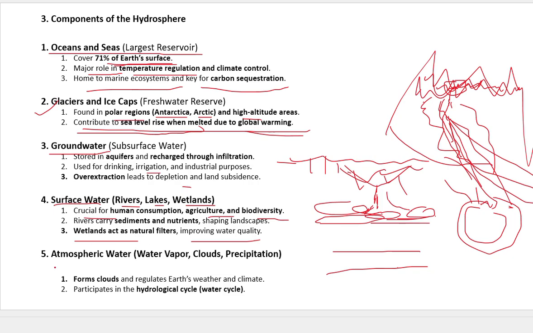Then atmospheric water. They are in the form of water vapor, clouds, precipitation. They form clouds, regulate the Earth's weather and climate, and participate in the hydrological cycle.